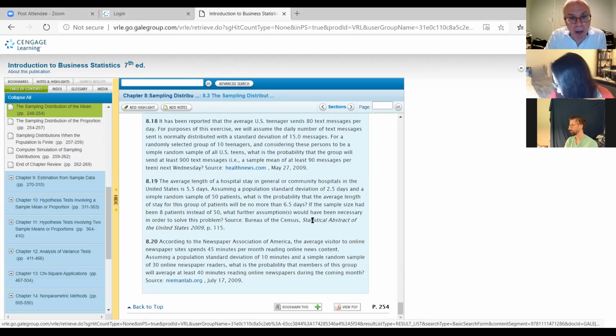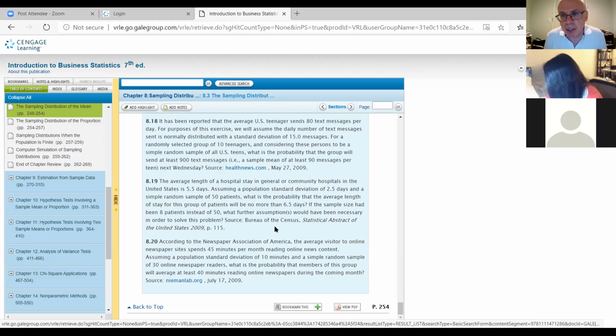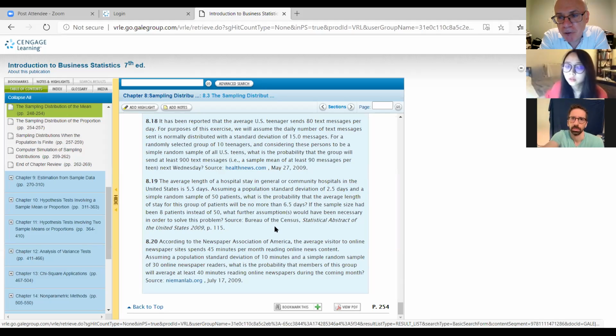Okay. Now, the reason I mention that to you is because the next question in this problem says, what if the sample size had been 8 patients instead of 50? What further assumptions would have been necessary in order to solve this problem? And what is the assumption that you would have had to make? Let me see if you really... Go ahead. The population is normal distribution.